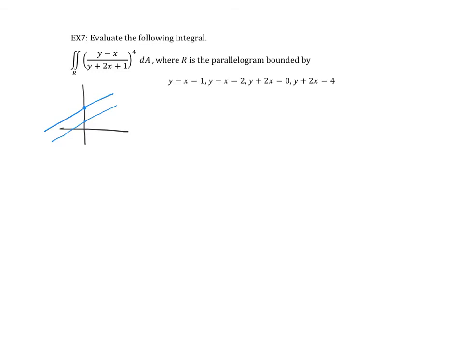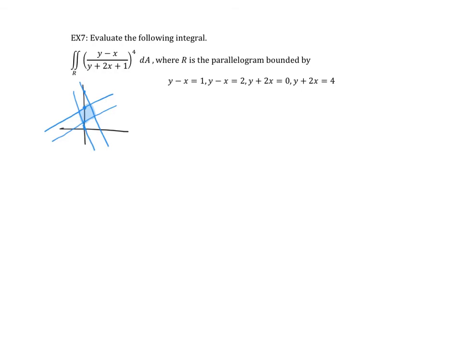In the next one, y plus 2x equal to 0 is going to be a line that passes through the origin with a very steep slope, -2. And then y plus 2x equal to 4 would be another. So it's this region here that I've shaded. I'm not going to label these, I'm just looking at the sketch. It's not part of the question.